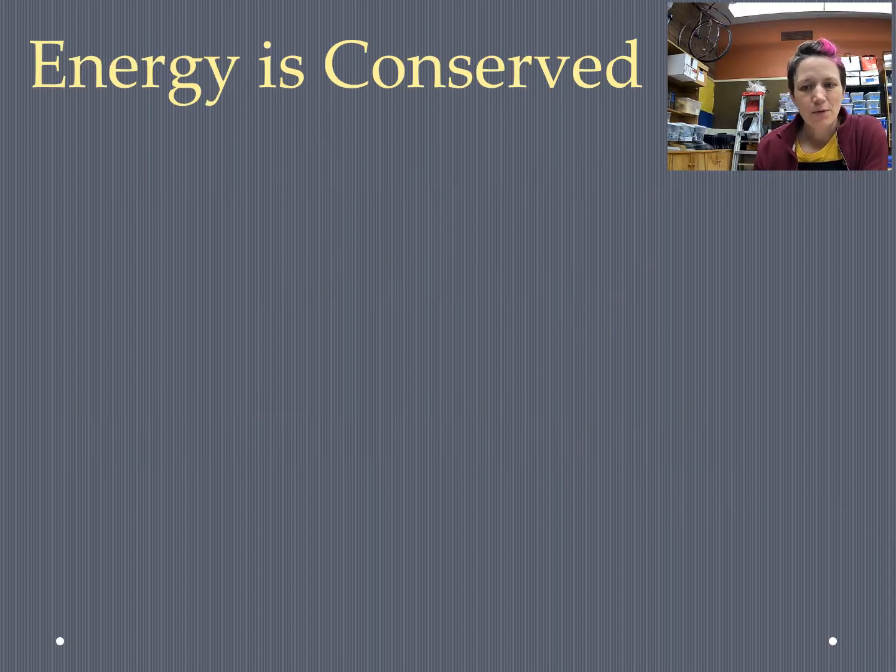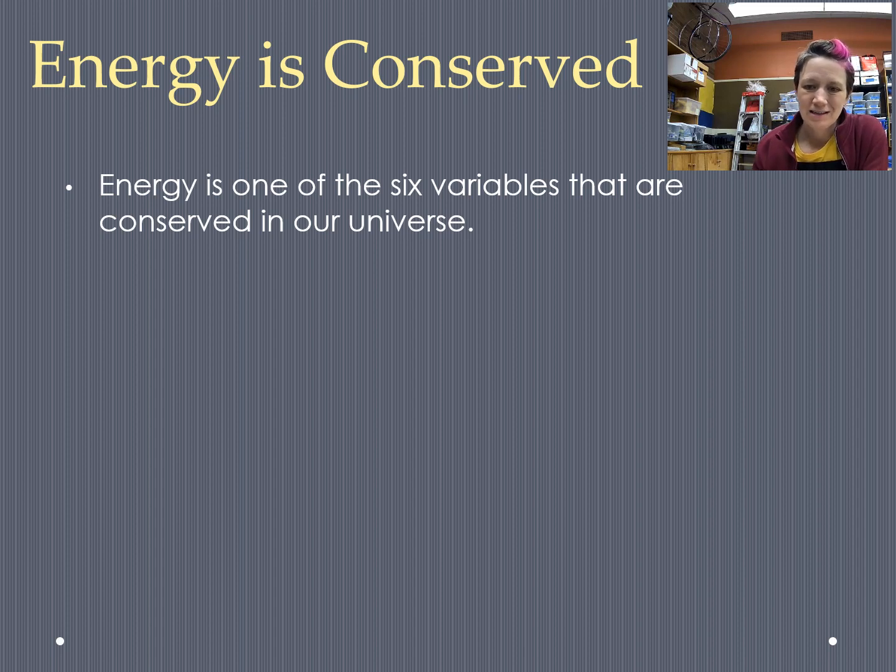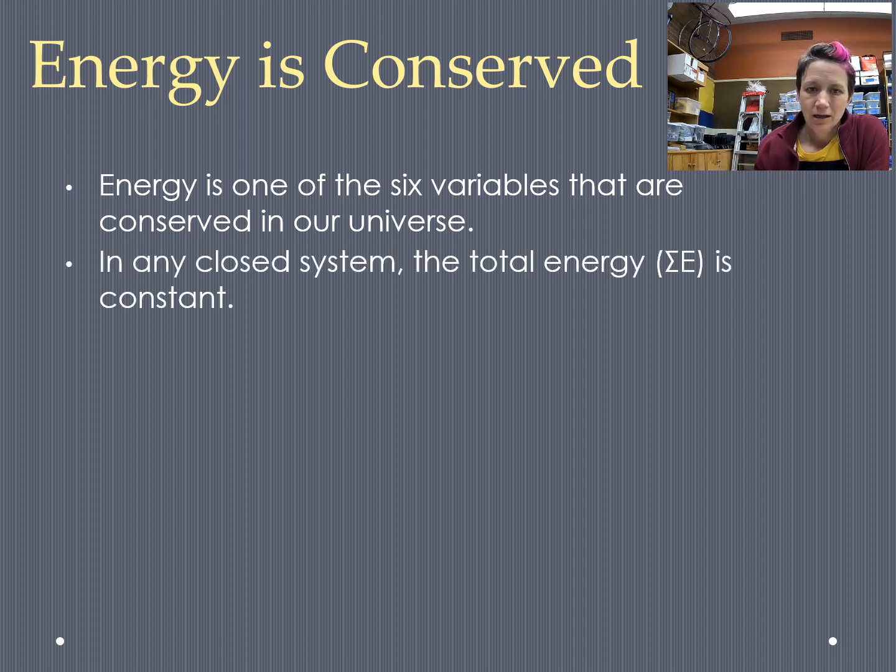The reason this is such an important, critical unit is because energy is conserved. It's one of the 6 variables in our universe that we consider to be conserved properties, and that allows us to solve lots of very different looking problems through these fundamental truths of nature. Reminder that what it means to be conserved is that in any closed system, the total energy, or sigma E, is going to be constant.